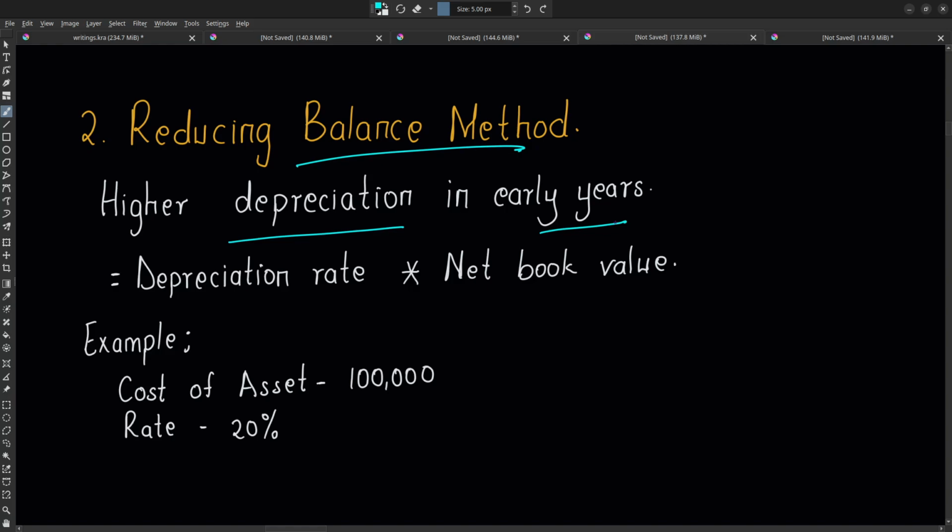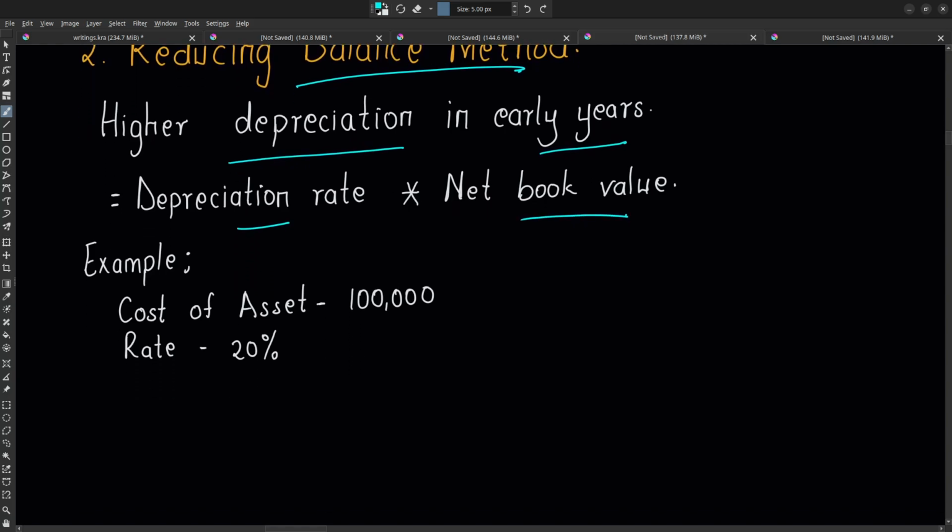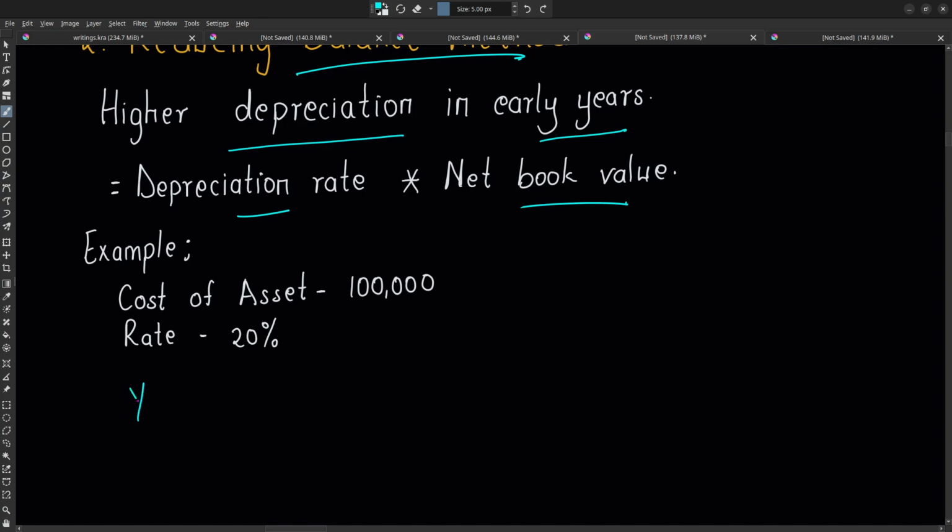How? Because when using the reducing balance method, the depreciation expense is the depreciation rate times the net book value. So let us look at an example to understand. For year one, we are told our cost of asset is 100,000 and the depreciation rate is 20%. So we take 20% of 100,000, which gives a depreciation of 20,000. This is year one.